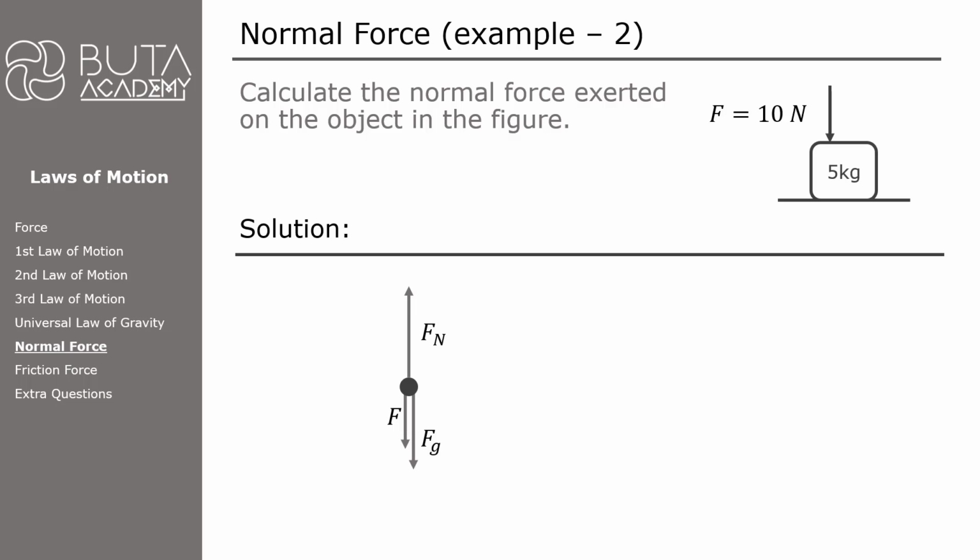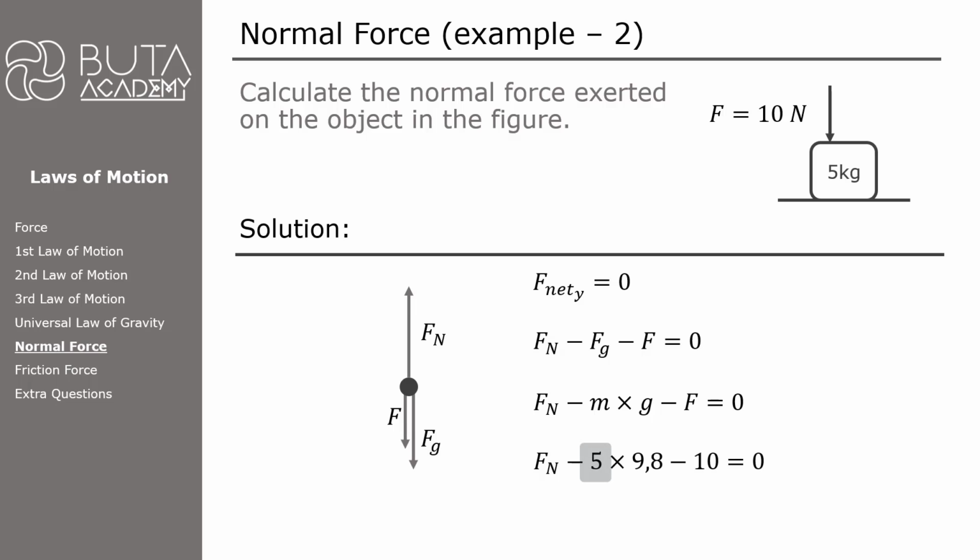Again, while calculating the normal force, we only consider the forces which are parallel to it. If we choose upward as a positive direction, the normal force will have positive value, force of gravity and applied force will get a negative one. Force of gravity can be calculated by multiplying the mass of the object and the gravitational acceleration. Mass is 5 kilograms, gravitational acceleration is 9.8 meters per second squared, and the applied force is 10 newtons. The normal force for this question is going to be equal to 59 newtons.